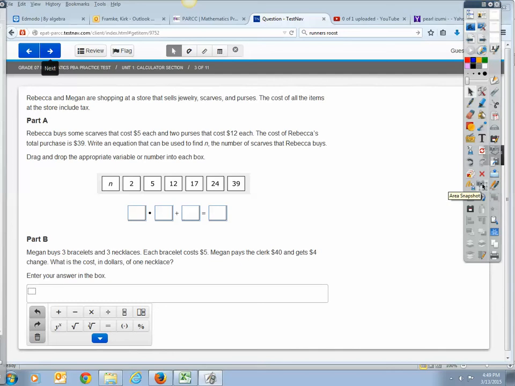How many? 2 purses that cost $12 each. The cost of Rebecca's total purchase is $39. So I have $39 is equal to 2 purses, that's $24, plus $5 times the number of scarves.